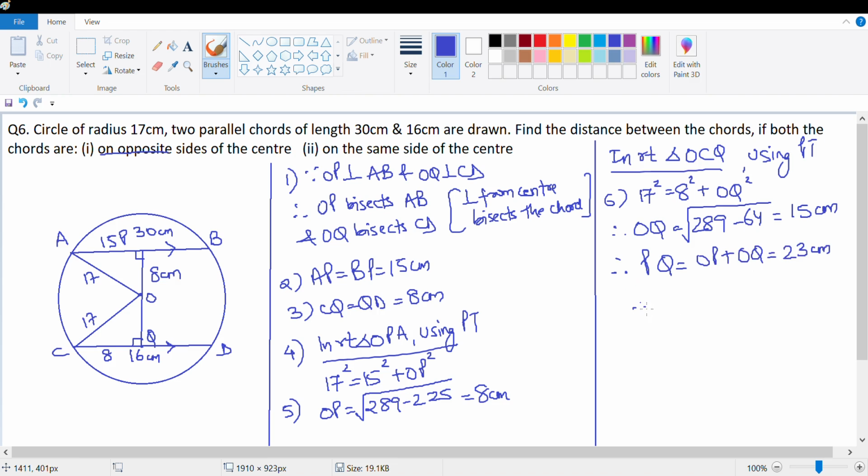centimeter. Therefore the distance is 23 centimeter. That's what they wanted. This is done. So this is 23 centimeter.